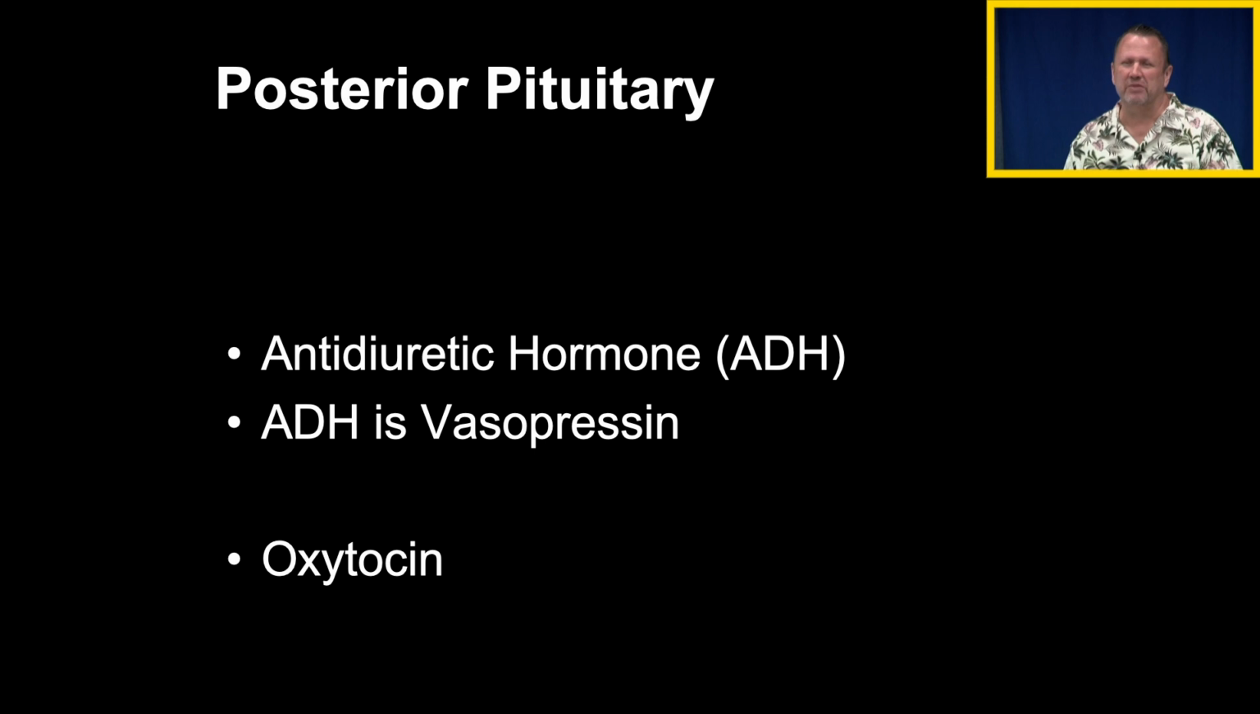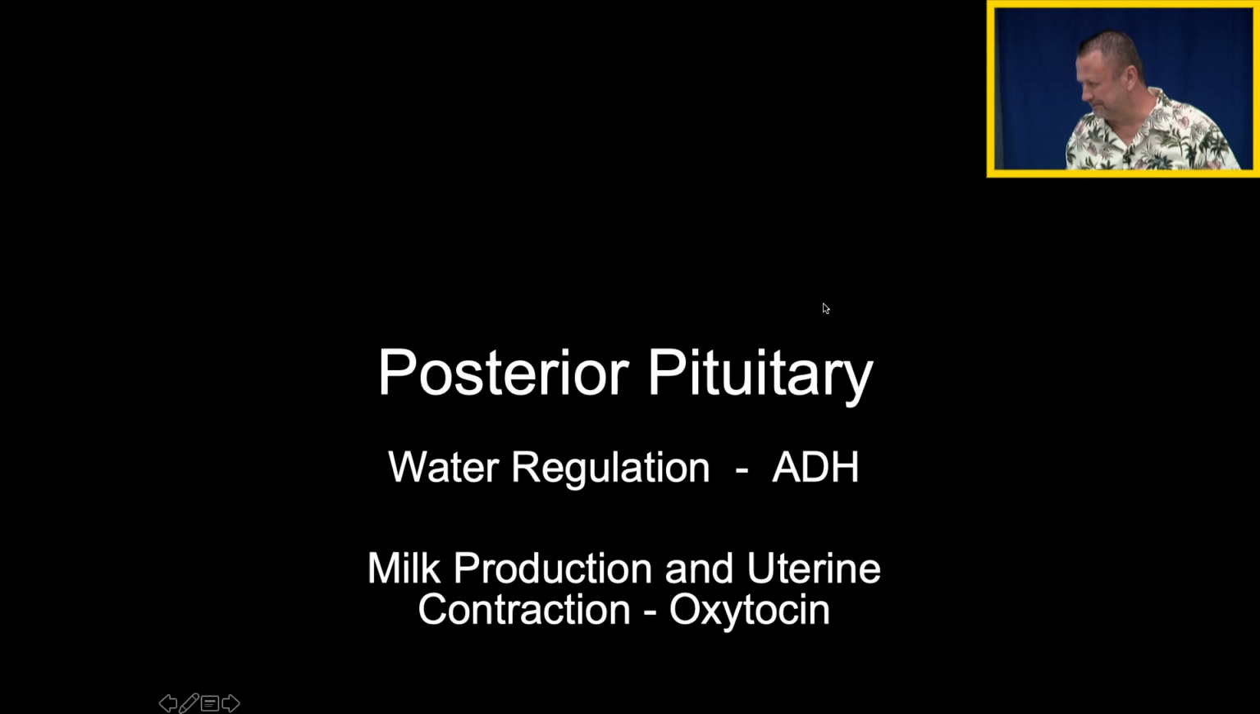Oxytocin is also made by the pituitary, and we will use synthetic forms of oxytocin in the delivery of a child in certain situations. I don't talk too much about that because I find all this up here much more fascinating. So let's talk about the posterior pituitary. It's involved in water regulation. From a clinical point of view, that's what I want you to remember about the posterior pituitary.